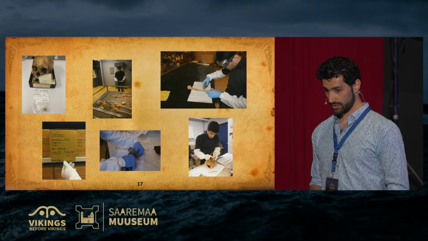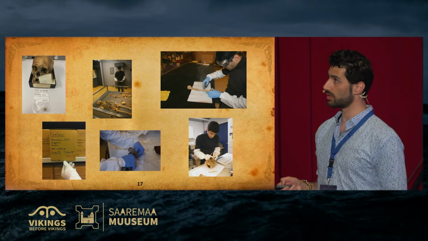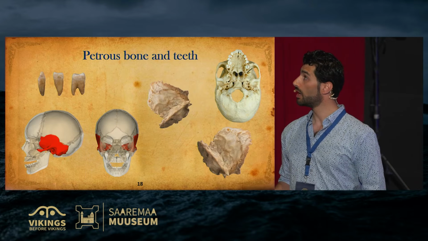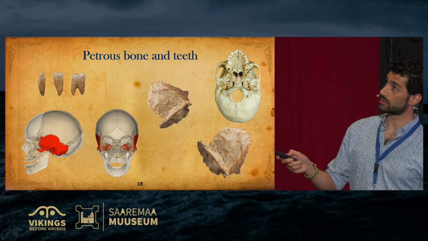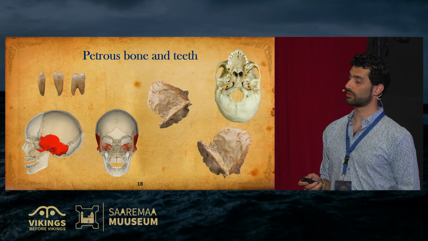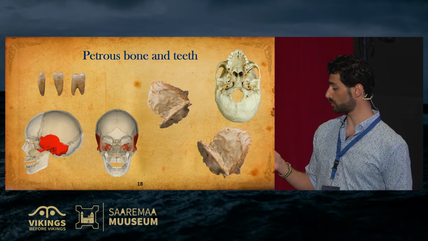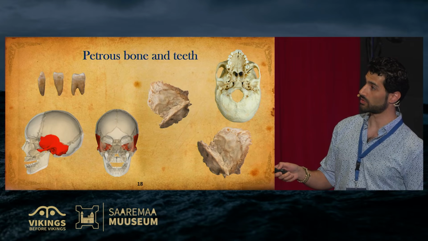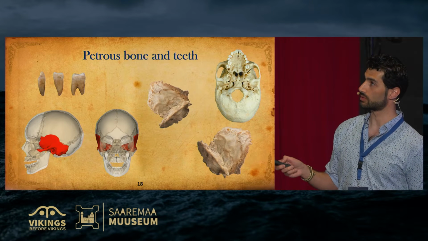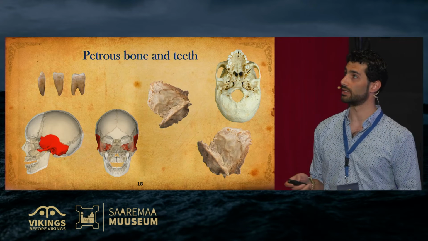And after this, of course, with the permissions from the museums, because the sampling is destructive, we got the samples. Just to mention, yes, the teeth and the petrous bones are the best for ancient DNA. They preserve the DNA the best, and the petrous bone is at the base of the skull, indicated in the red color here. That's the strongest part in the human body, and therefore preserves the DNA the best.